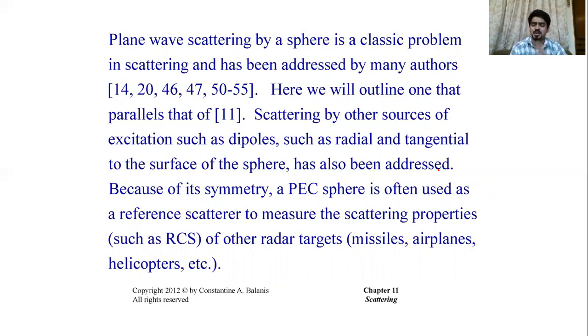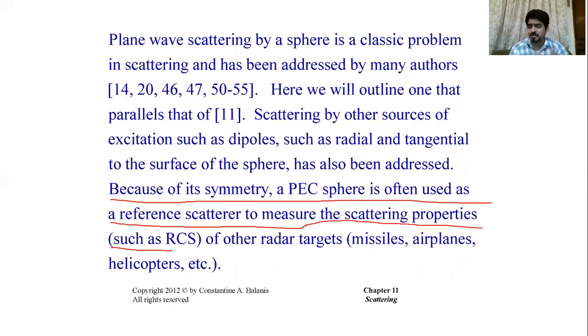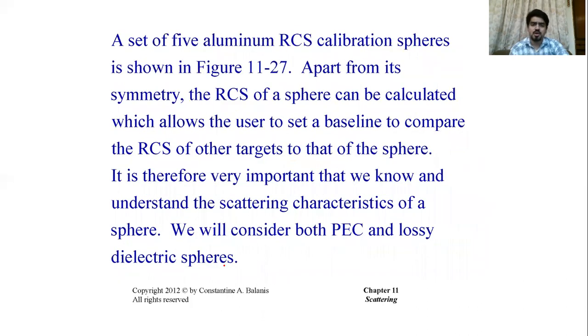So irrespective of its rotation, it always presents the same radar cross section. As a result, it is a very good structure which can be considered a standard structure to be used for calibration purposes. Because of its symmetry, the PEC sphere is often used as a reference structure or scatterer to measure the scattering properties of complicated structures like radar targets such as missiles, aeroplanes, or helicopters. So it is used for calibration purposes.